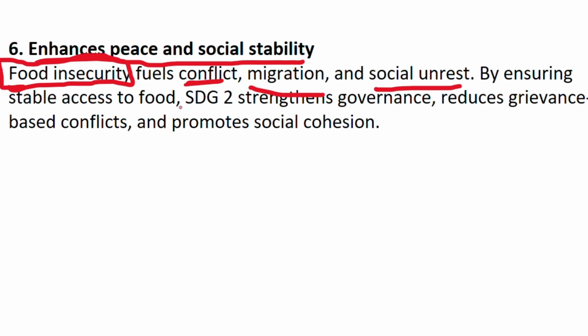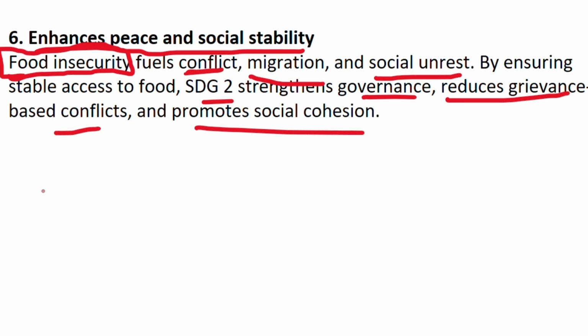By ensuring stable access to food, Sustainable Development Goal 2 strengthens governance, reduces grievances based on conflict, and promotes social cohesion. If there is proper food security and everybody is getting access to food, then no one will be trying to steal food, or trying to hurt others to get better food. Food security means everybody has equal access and opportunities for getting food, and the food will be available at a very low or affordable cost.